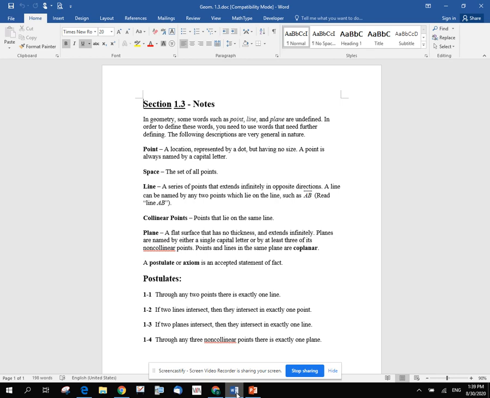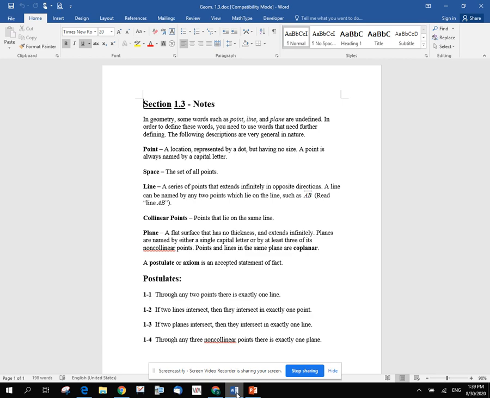You put AB, capital letters, and you put the line over the top. Please do not use more than 2 letters. It's always 2 letters. And if point C were on the same line, then you could call it line AC, or you could call it line BC. You just need to use 2 points that are on that line. They all represent the same set of points. So it's the same line.